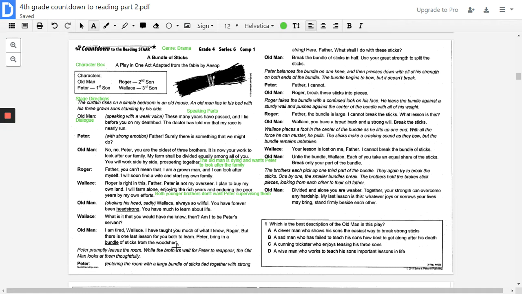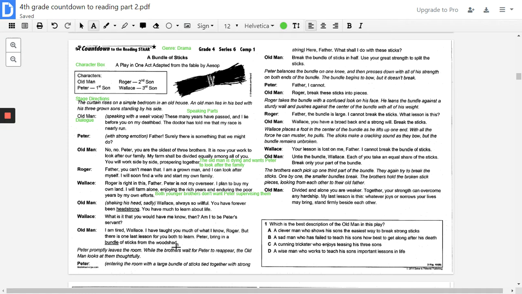Excuse me. Peter promptly leaves the room while the brothers wait for Peter to reappear. The old man looks at them thoughtfully. Peter enters the room with a large bundle of sticks tied together with strong string. Here, father, what shall I do with these sticks? Old man: Break the bundle of sticks in half.